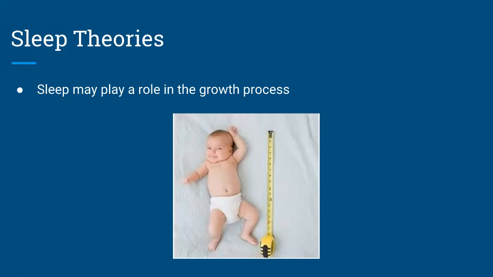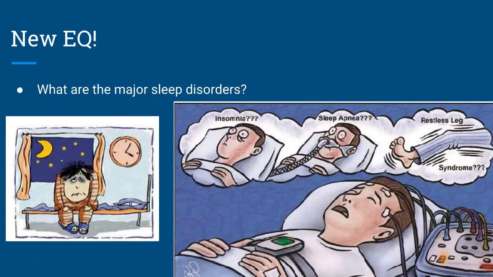You as teenagers need more sleep than your parents. So you can go ahead and tell them it's scientifically proven. Think about a baby. All a baby does is sleep. It's because it grows so fast that it needs to be asleep for that growth process to take place. And the last essential question, what are the major sleep disorders?